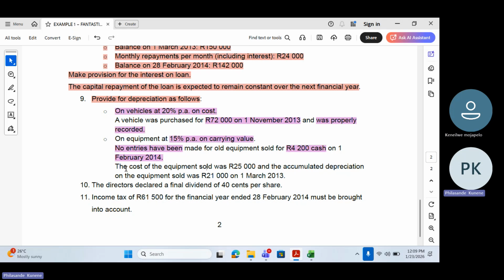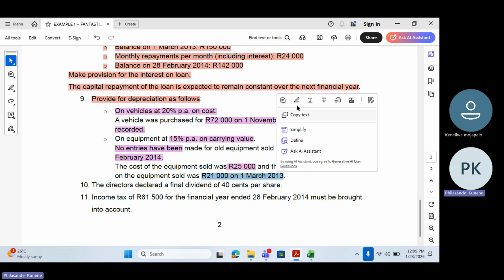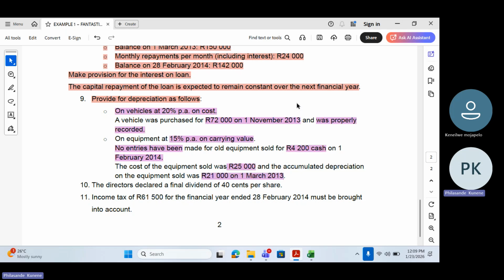Okay. The cost of the equipment sold was 25,000 rands, right? And the accumulated depreciation on the equipment sold was 21,000 rand on 1 March 2013. So this is a transaction that we have. We need to break it down first, step by step. Yes, we need to break it down. So it's either we're going to start with vehicles or we start with equipment. So let's start with the first one. Let's start with vehicles.